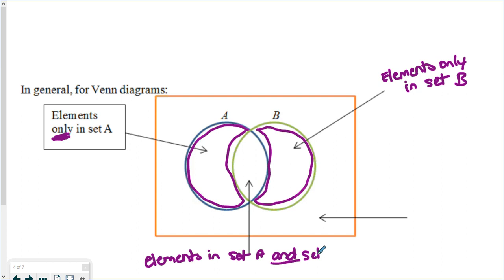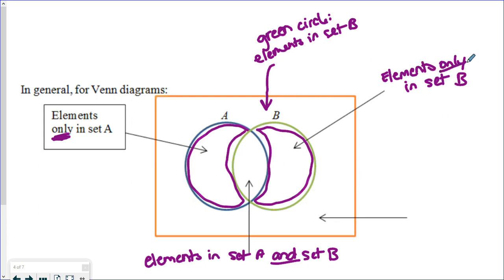and set B. We could also do the green circle, I know yours is black and white, but the green circle would be elements in set B. Which is different than this because this is saying elements only in set B. So the green circle encompasses things that are in both A and B and things that are only in B. Whereas this little purple shape that I'm shading in now represents elements that are only in set B. Things that would be in our rectangle but not within the circles of our Venn diagram.